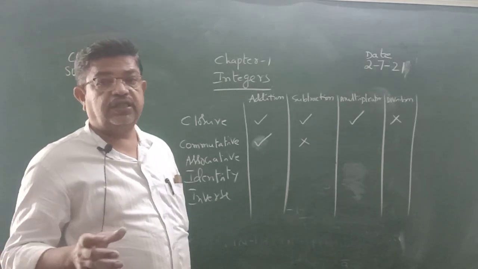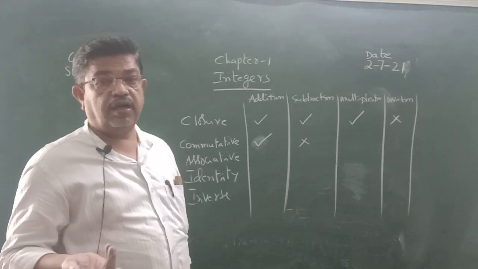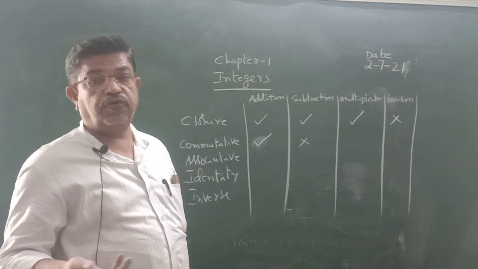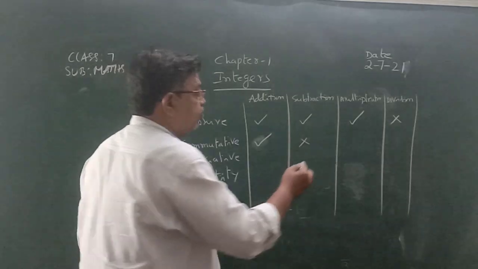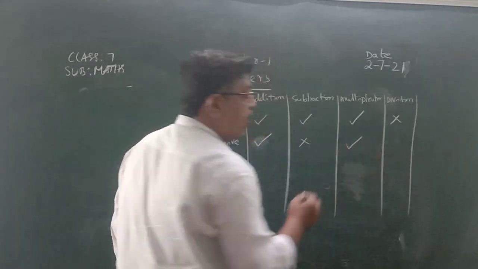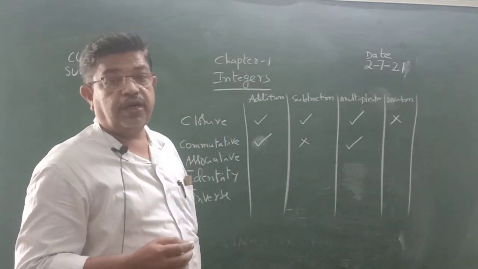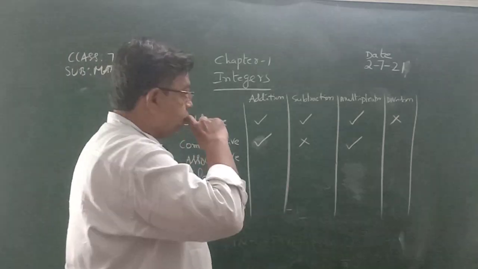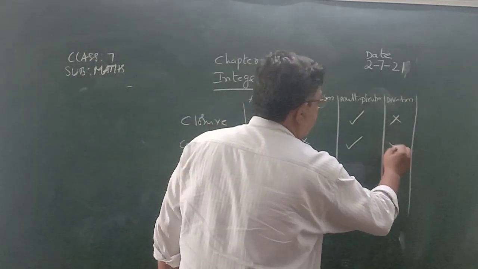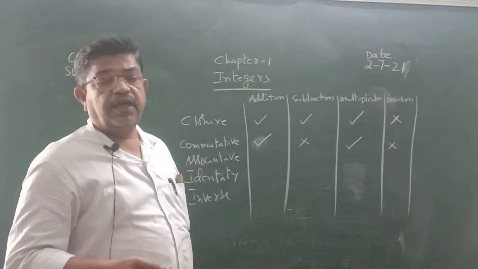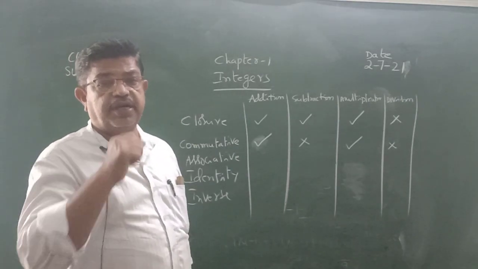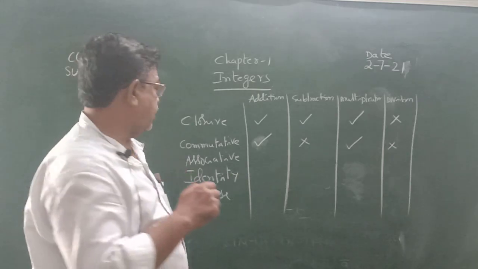You take two integers, you multiply them in any order, a into b. Suppose 3 into 4, it is 12. 4 into 3, it is 12. So, the product of two integers in any order is the same. Integers have commutative property under multiplication. Now, integers do not have commutative property under division. a divided by b is not the same as b divided by a.